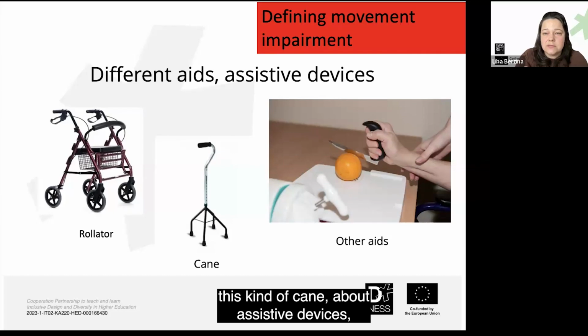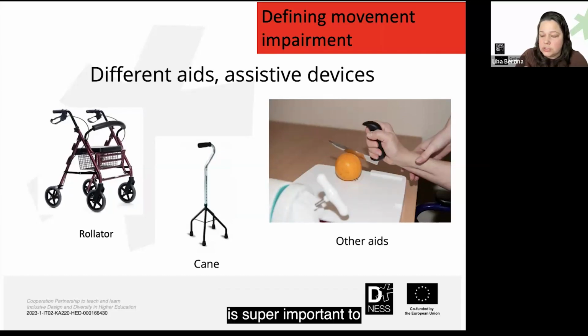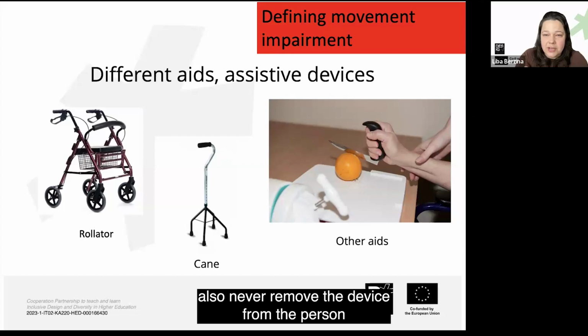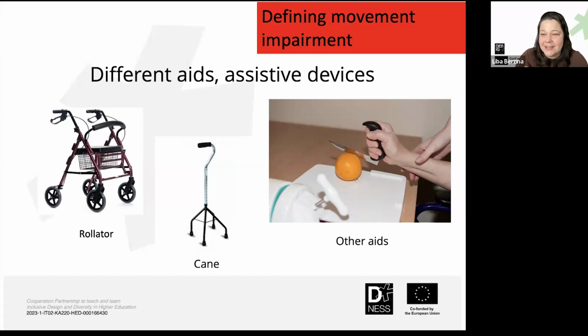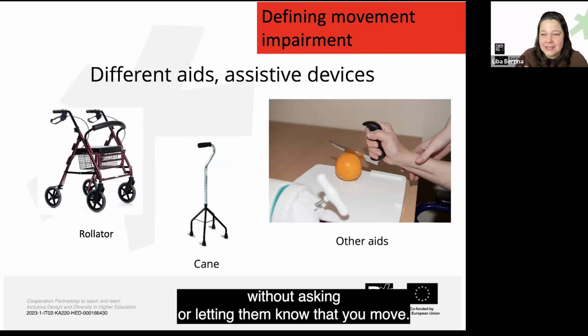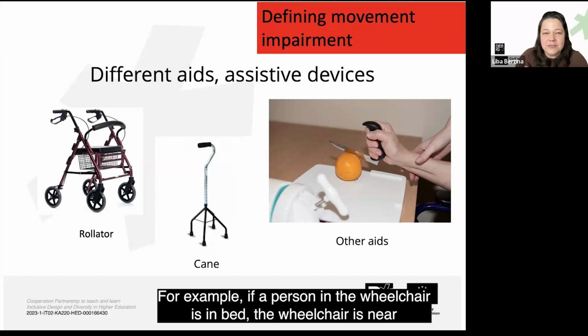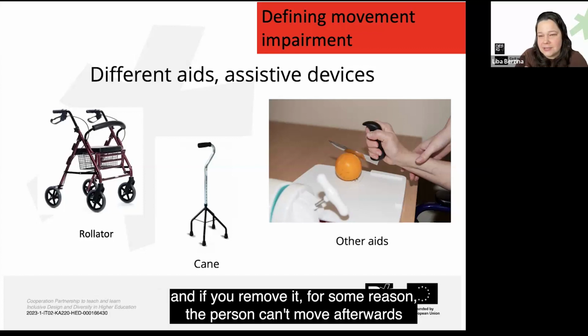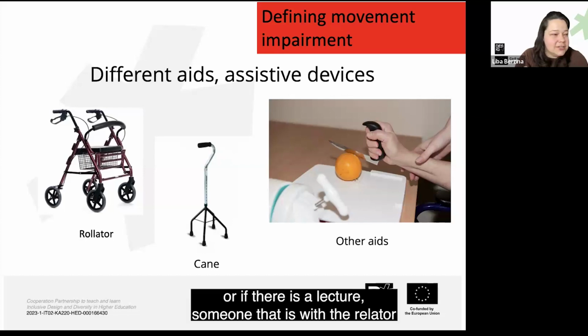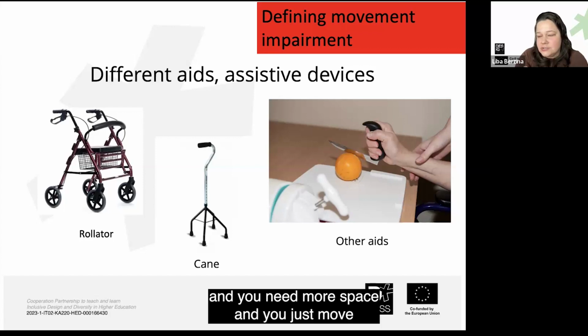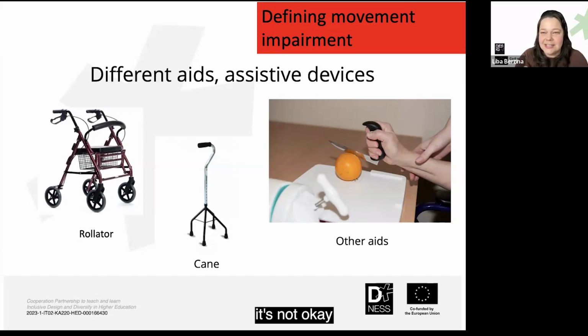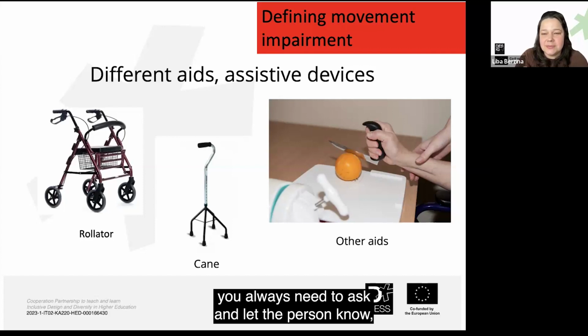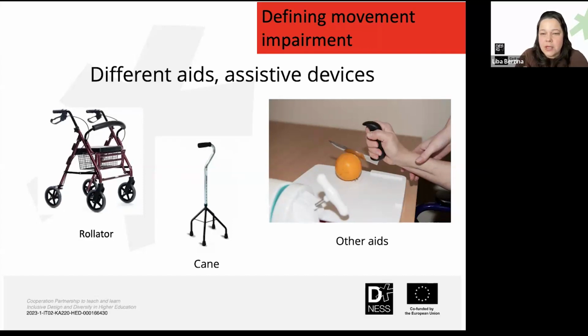About assistive devices, it's super important also never to remove a device from the person without asking or letting them know that you move it. For example, if a person in a wheelchair is in a bed, the wheelchair is near and you remove it for some reason, the person can't move afterward. Or if there is a lecture, someone is with a rollator and you need more space and you just move it, it's not okay. You always need to ask and let the person know.